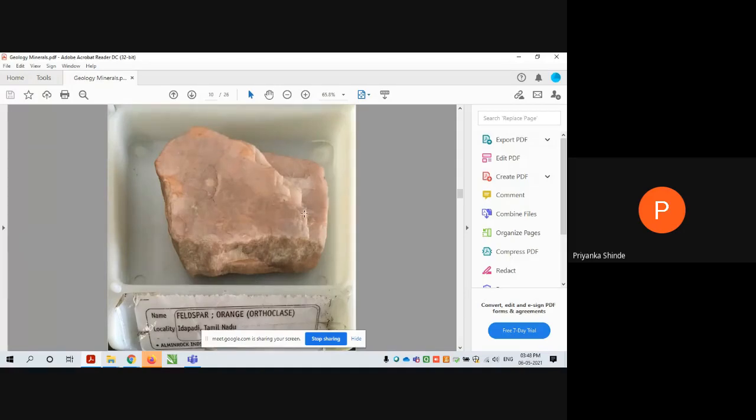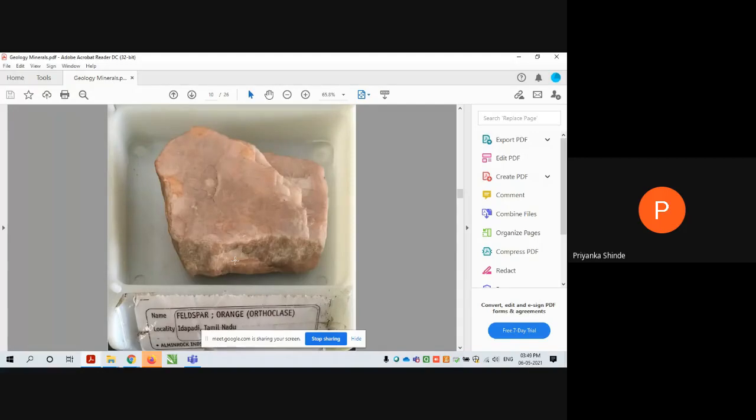Okay, you can see here the breaking, layer by layer. If you see here, you can find the steps. These steps are nothing but it has broken into layers. Here also you can see a line at the bottom. So this is one set of cleavage, and the other set is perpendicular to that. Okay, this one. So this is the special property of orthoclase. It has two sets of cleavages perpendicular to each other.